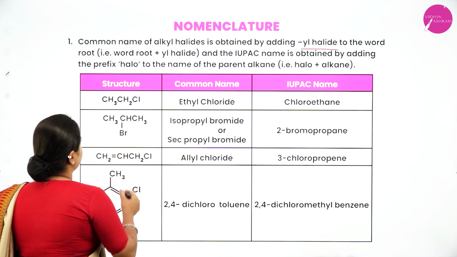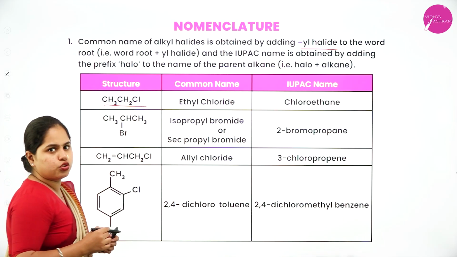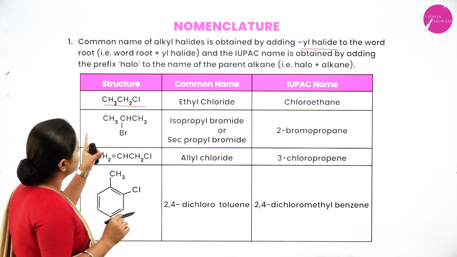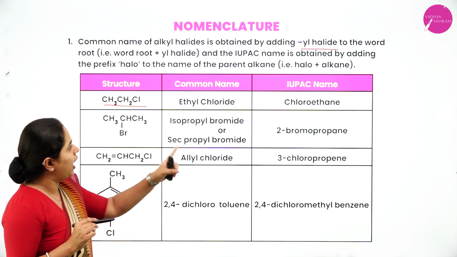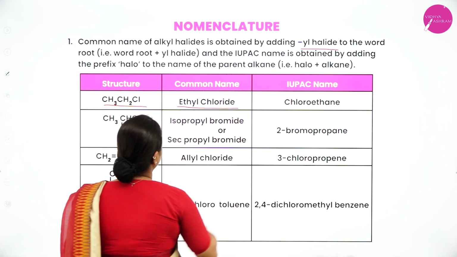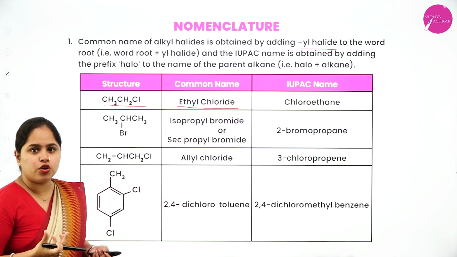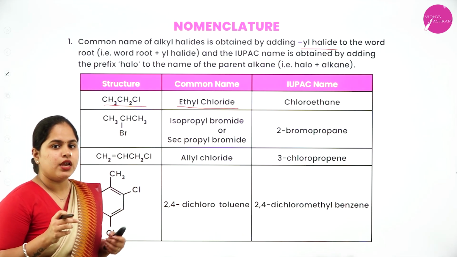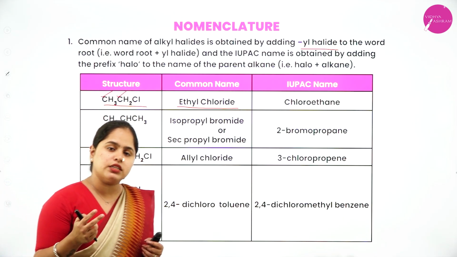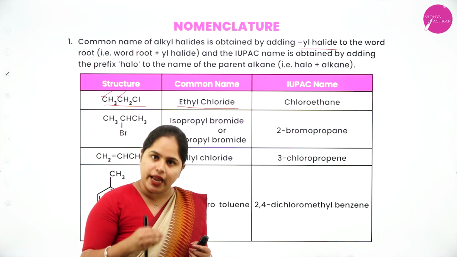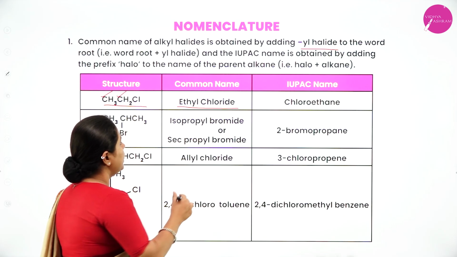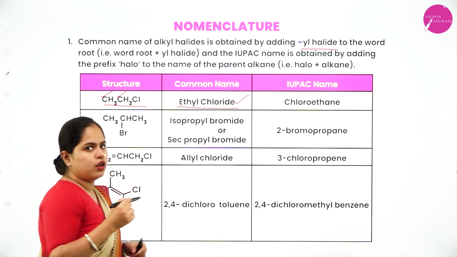For an example, we can take CH3CH2Cl. So the common name, how do we write? It is obtained by adding yl halide to the word root. So it is named as ethyl chloride. What is the word root here? It is eth, because there are two carbon atoms. Two carbon atoms means the word root will be eth, and we have to add yl halide. So it will be ethyl halide. This is how we name the common name.